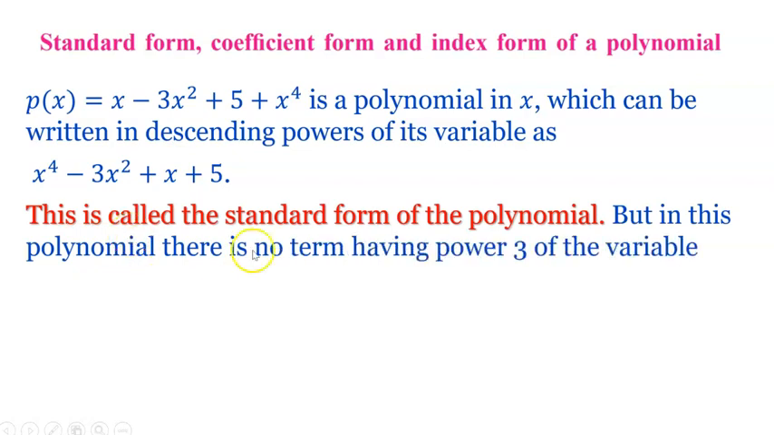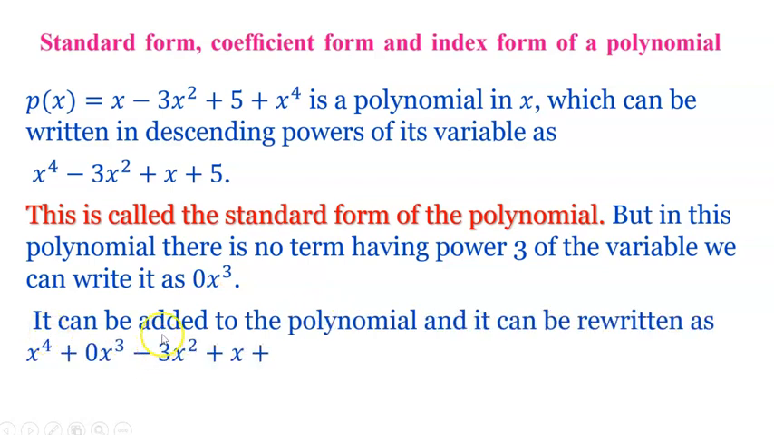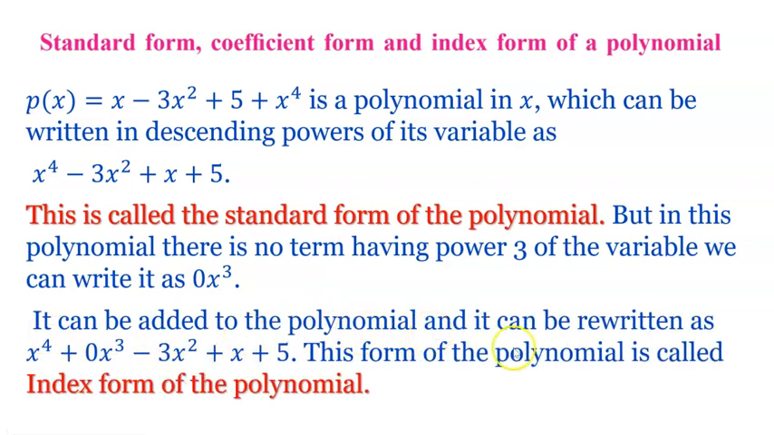This is called the standard form of the polynomial, but in this polynomial there is no term having power 3 of the variable. We can write it as 0x cube. Okay. It can be added to the polynomial. It can be rewritten as x raised to 4 plus 0x raised to 3 minus 3x square plus x plus 5.